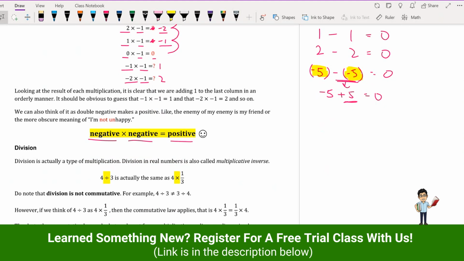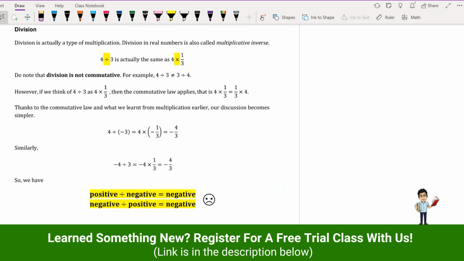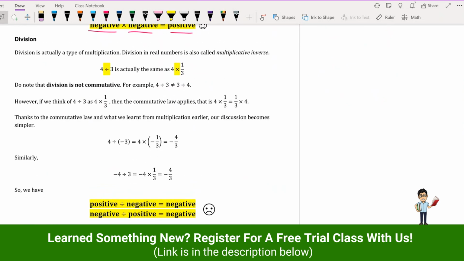Are we all good? Okay, next we want to talk about divide. Okay, now you need to think of division as a type of multiplication. So for example, 4 divided by 3 is actually 4 times 1/3. Agree? You can if you force it, but don't think like that. You'll get confused. So let's understand this first, one thing at a time. 4 divided by 3 is actually the same as 4 times 1/3.